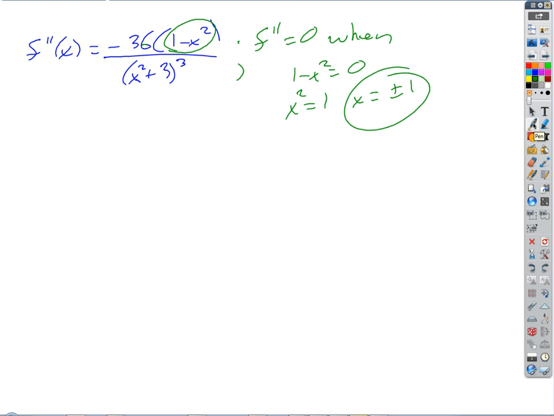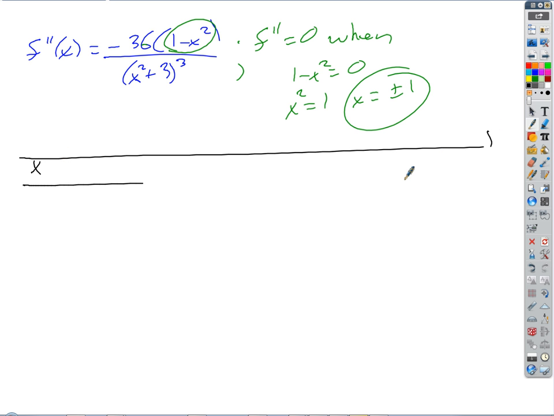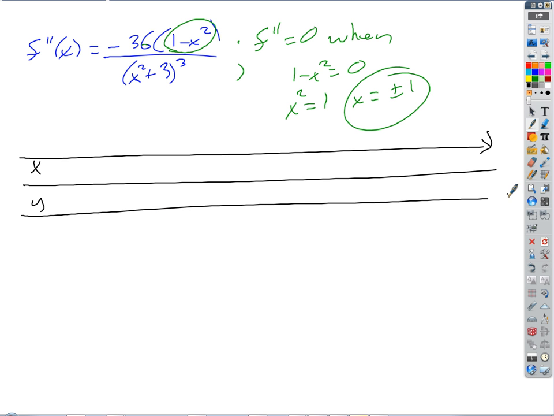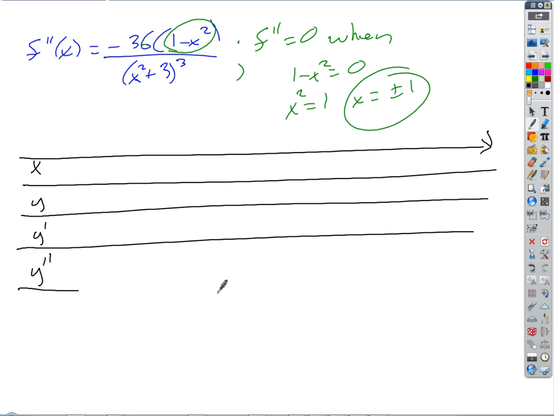So anyway, let's look at this here. Let's make our table. I didn't even in this case really need to put rows 2 and 3. They don't do anything for us. Our critical numbers are at -1 and 1.